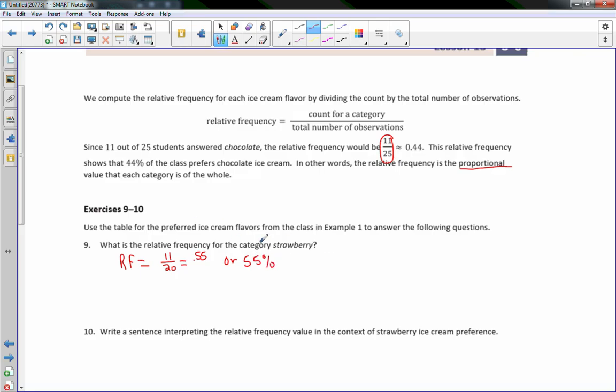What is the relative frequency for the category? 0.55, or 55%. Okay, the relative frequency would be this right here.